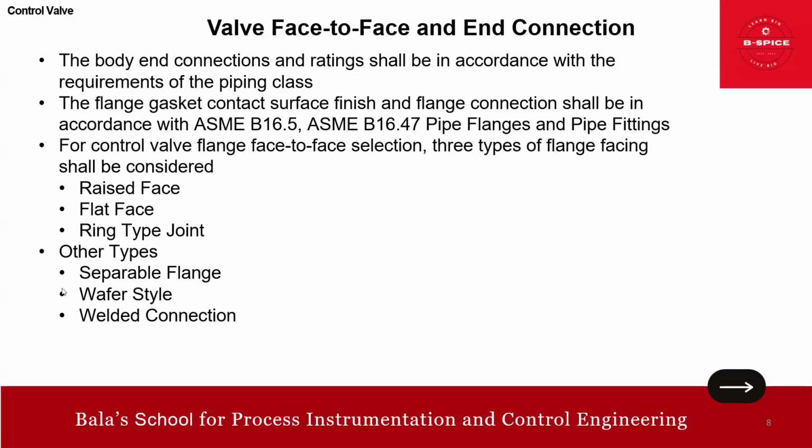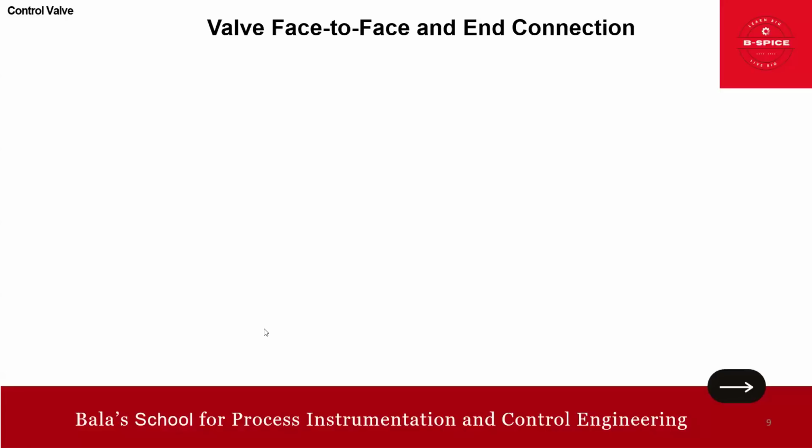Then apart from this flange shape, there is also the welded connection and threaded connection. All these we will see. Okay. So these are the flange faces: raised face, flat face, ring type joint, separable flange, wafer style. Apart from that, the connections, welded connection and threaded connection, also we'll see. I'm mixing it up actually. Okay.